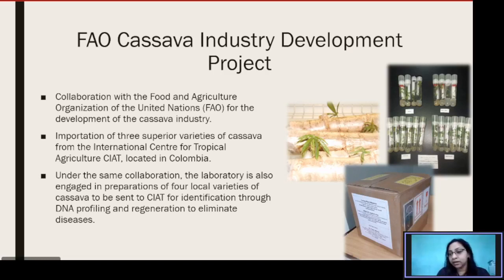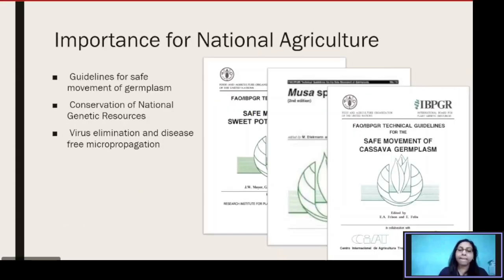Also, when these plantlets are regenerated, they'll be sent back to us so that I will have clean, disease-free material to propagate and possibly for distribution. So plant tissue culture is very important for national agriculture.